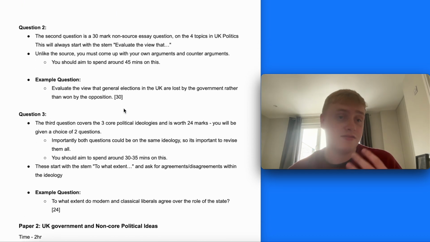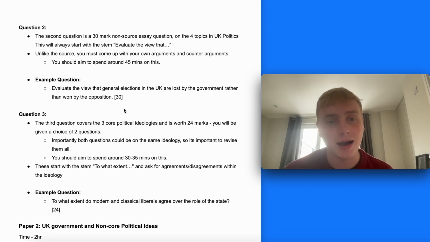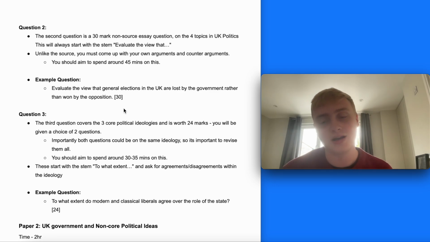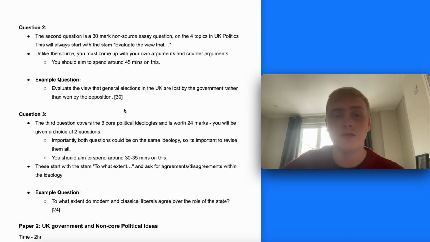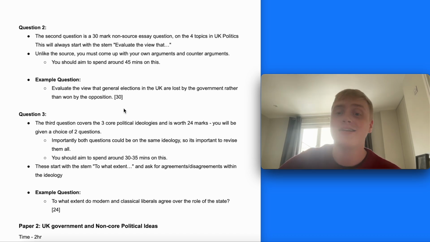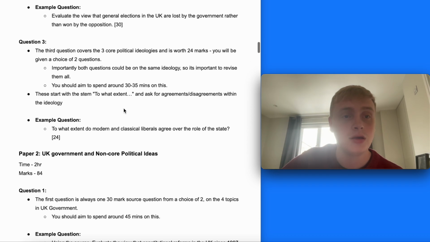You then have a very similar choice of questions on UK politics, but this is an essay question. So you've got to come up with the arguments yourself, and it starts with 'evaluate the view that'. It's really about comparing the key arguments on either side of the debate and coming up with your own judgment. And again, you spend around 45 minutes on this, if you don't have extra time. Example question here: evaluate the view that general elections in the UK are lost by the government rather than won by the opposition. And that's from the voting behaviour topic.